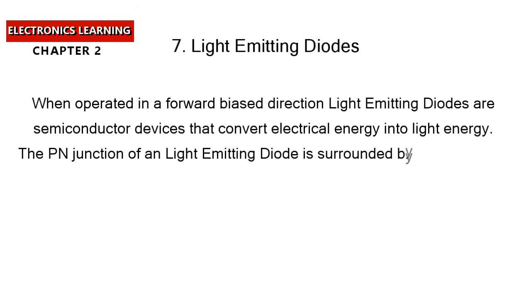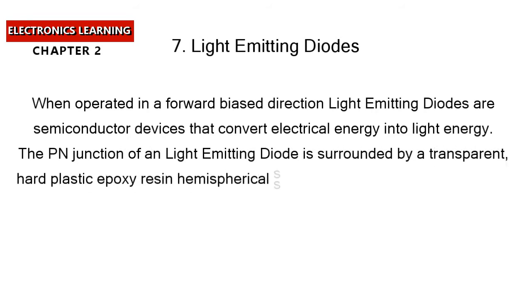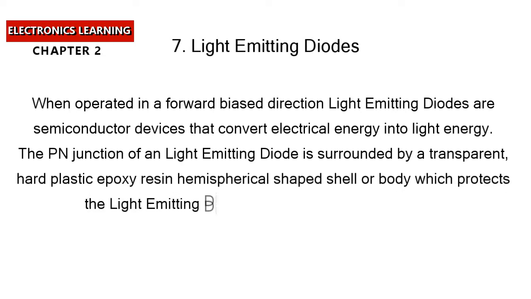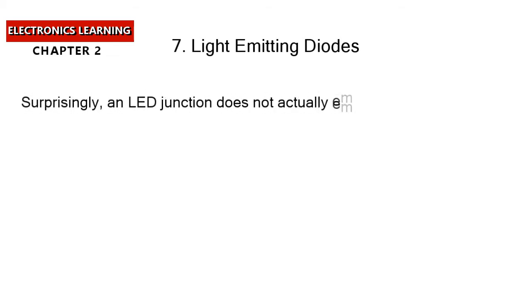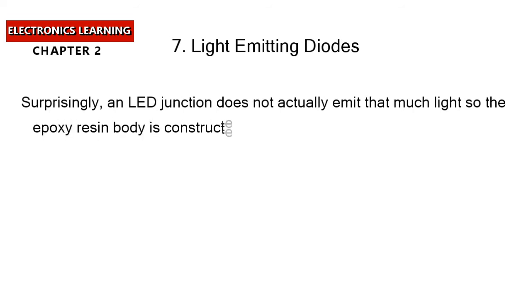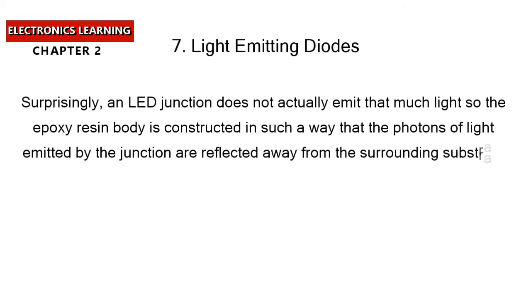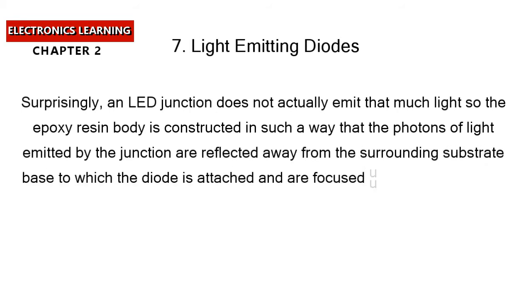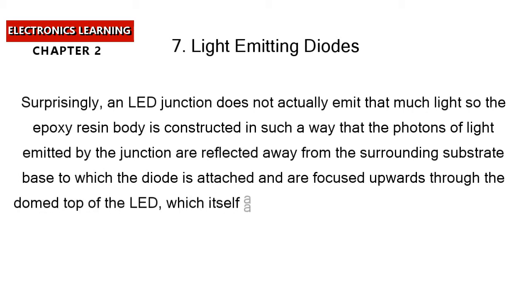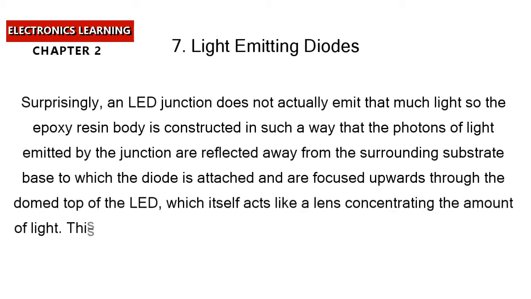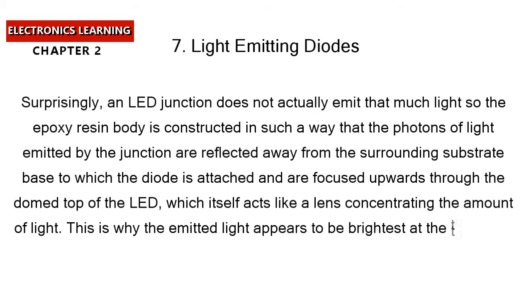energy. The p-n junction of a light-emitting diode is surrounded by a transparent, hard plastic epoxy resin hemispherical-shaped shell or body which protects the light-emitting diode from both vibration and shock. Surprisingly, an LED junction does not actually emit that much light, so the epoxy resin body is constructed in such a way that the photons of light emitted by the junction are reflected away from the surrounding substrate base to which the diode is attached and are focused upwards through the dome top of the LED, which itself acts like a lens, concentrating the amount of light.